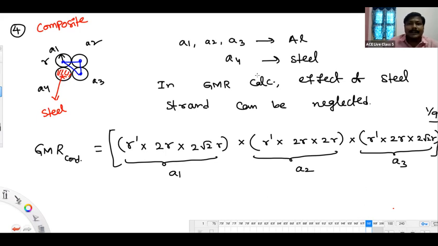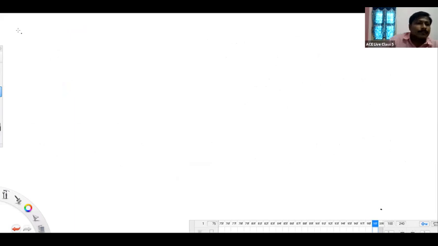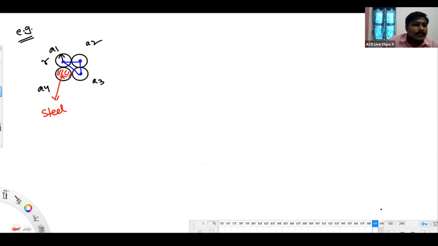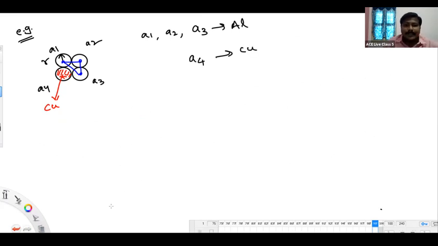Next, let's take a small example, an extension of this. Here, for example, we have 4 strands, and let's say that A4 is made of copper. Then how to calculate the GMR of this one? A1, A2, A3 are made of aluminum. A4 is made of copper.